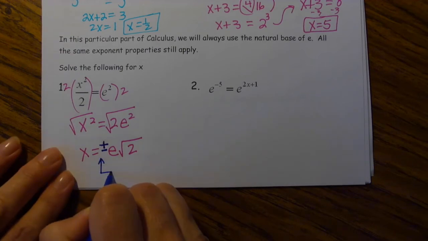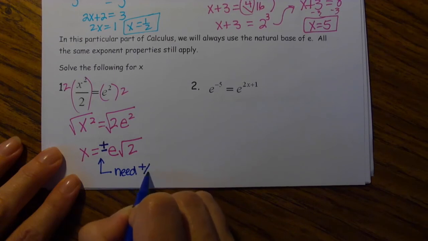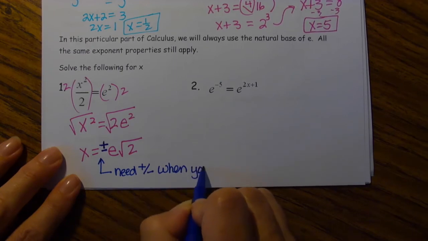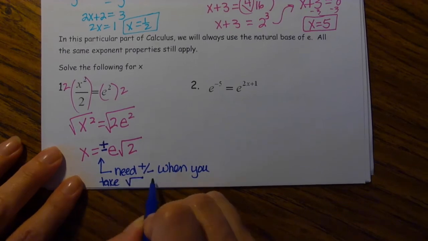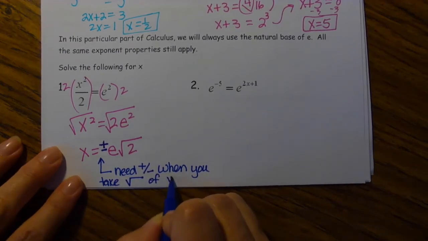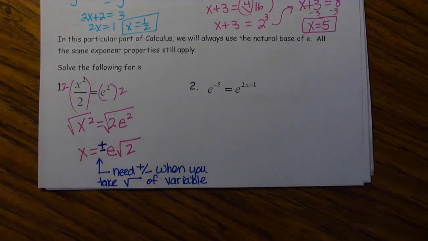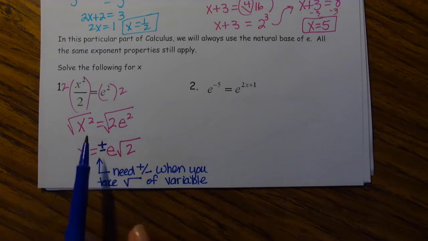So, you need plus or minus when you take the square root of a variable. If we just took the square root of 36, the answer would be 6. But when we square root a variable, we have to have the plus or minus because this is x squared. So whether I put a plus or a minus in there, I'm going to get the same answer, right?